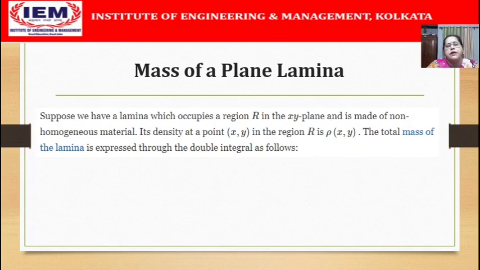So first let us see how we get the mass of a plane lamina with the application of double integrals. Let us suppose that we have a lamina which occupies a region R in the xy plane and is made up of non-homogeneous material. Let's suppose that its density at a point (x,y) in the region R is given by rho(x,y). Then the total mass of the lamina may be expressed through a double integral as the double integral of rho(x,y) dA over the region R. And dA of course represents an elementary area, or otherwise dx dy if we are in the xy plane.